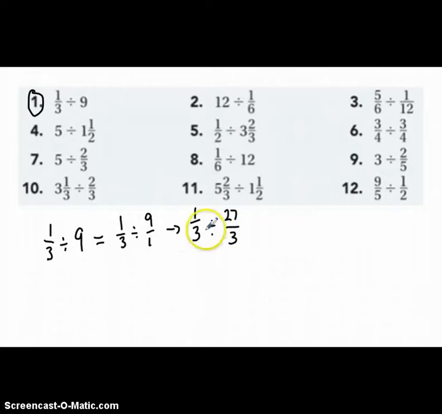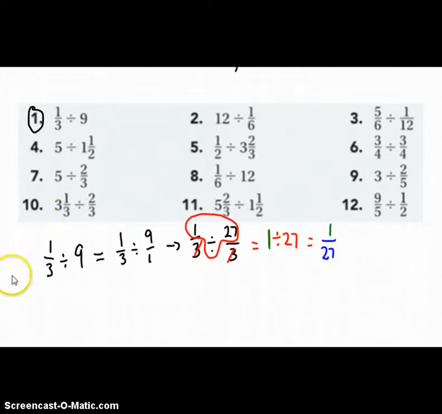The next step would be to forget about the denominators now, and we're only worried about the division of the numerators. So this gives us 1 divided by 27. My first number, the 1, is the numerator of my answer, and then divided by 27. So 1/3 divided by 9 is going to equal 1/27.